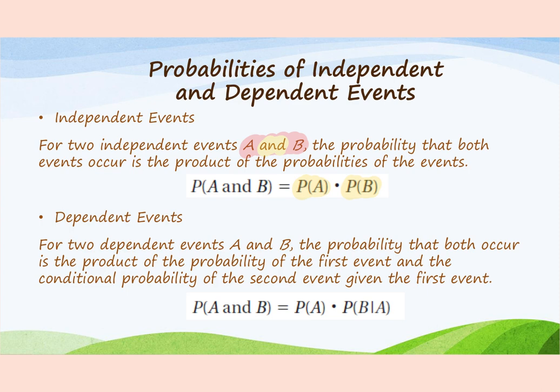If they are dependent, same wording, A and B, but they're dependent, we find the probability that A occurs and then we find the probability that B occurs assuming A already happened. And still, I'm multiplying them together. So we find the probabilities separately and you multiply them together.